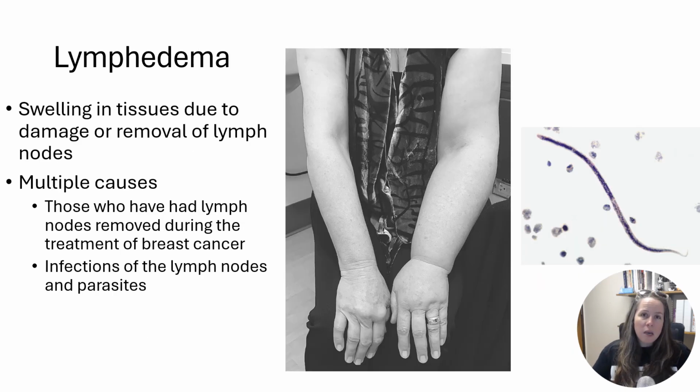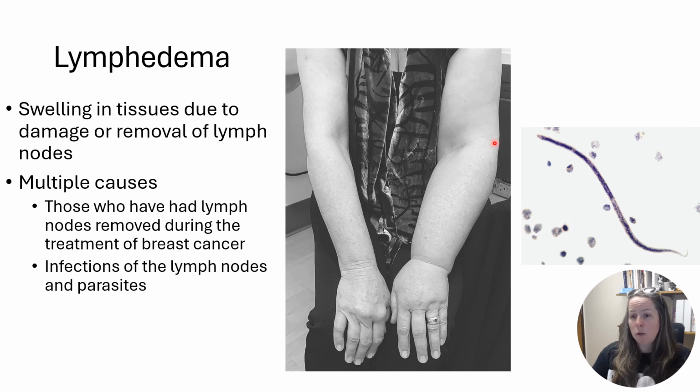Now, there is a complication that can occur called lymphedema. Lymphedema is where there is swelling in the tissue due to damage or removal of lymph nodes. This is different than just regular edema, which we looked at when we talked about heart failure. Edema just means fluid in the tissue, and that is usually caused by an imbalance of the pressure in the capillary beds, due to declining heart function.